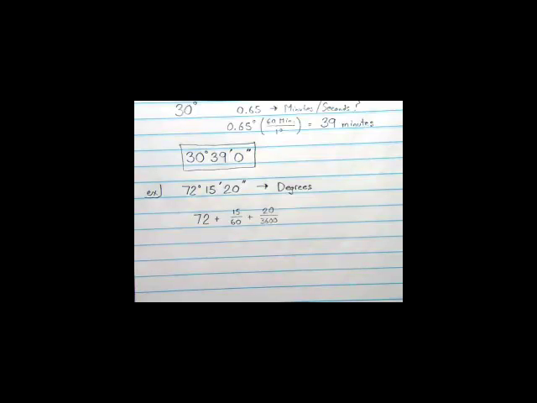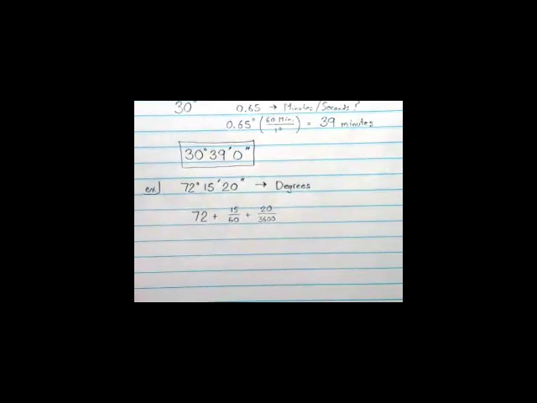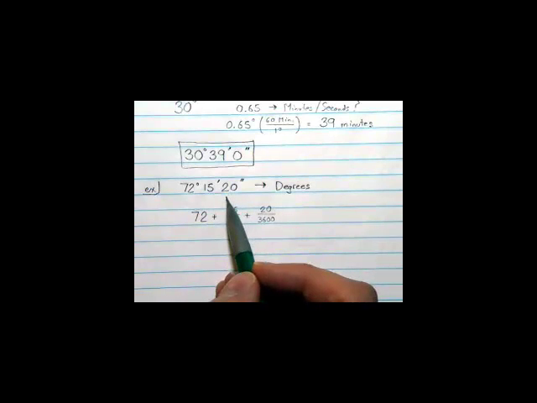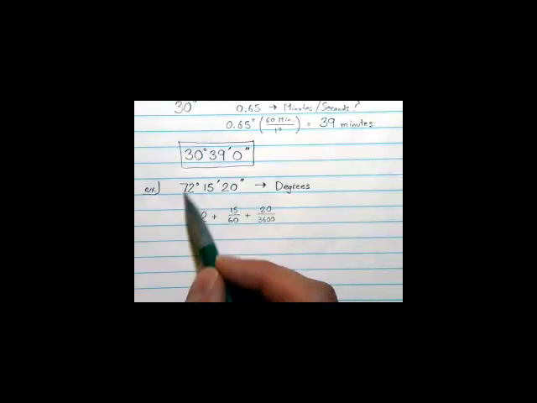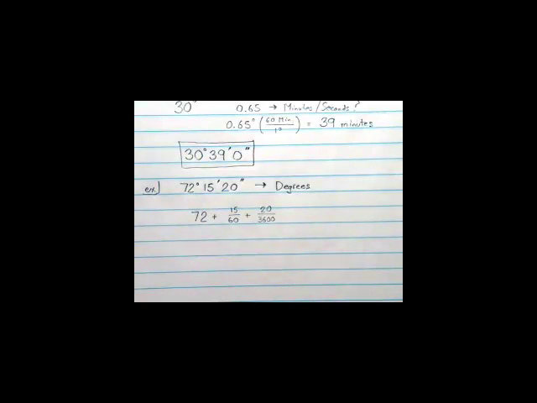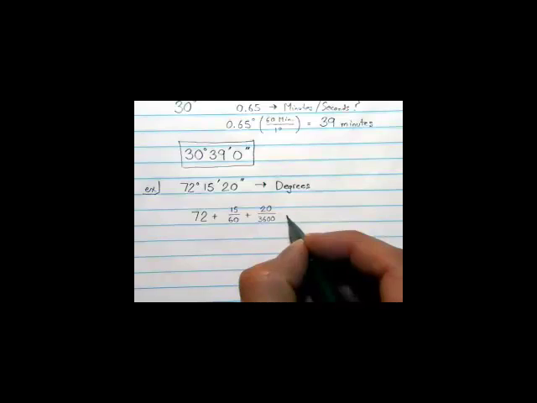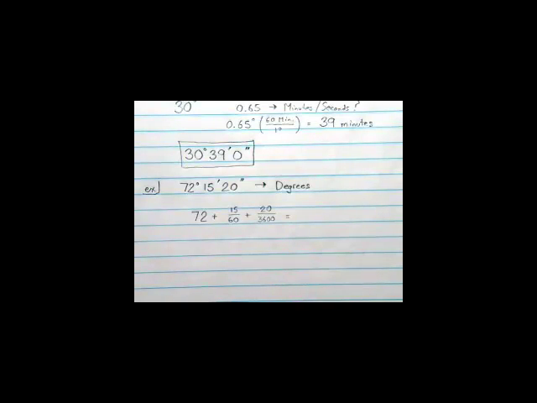So this always works. If you just do the minutes over 60 and the seconds over 3,600, add it all up, boom, done. Or you could take 20 divided by 60. That's how many minutes you have. Add that to 15. That number over 60. That's how many degrees you have. Add that to 72. Done. But I think for your money, this works a little faster. Just got to be careful of how you type in your fractions when you do it, but it is effective.